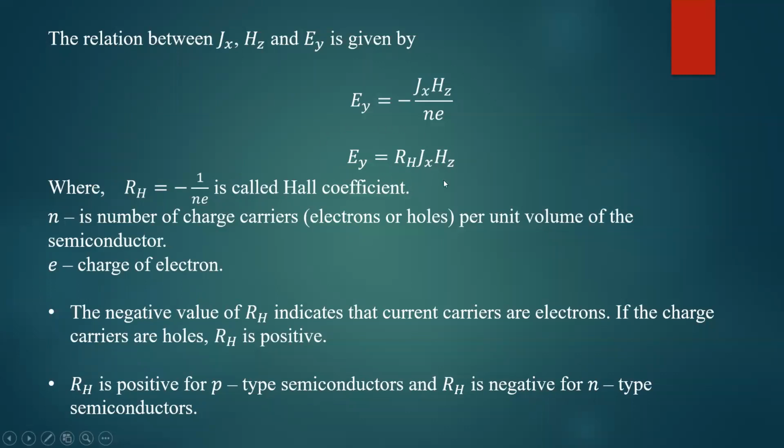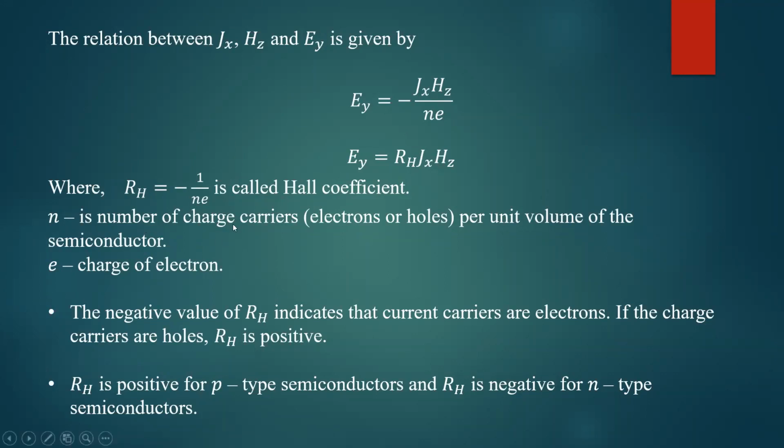This is the relation connecting the Hall electric field, the applied current density, and the applied magnetic field, and this RH is acting like a proportionality constant. This RH is given by minus 1 by Ne, which is called the Hall coefficient. Here N is the number of charge carriers: electrons in the case of conductors, and electrons or holes in the case of N-type and P-type semiconductors. Based on that, the majority charge carriers may be electrons or holes.